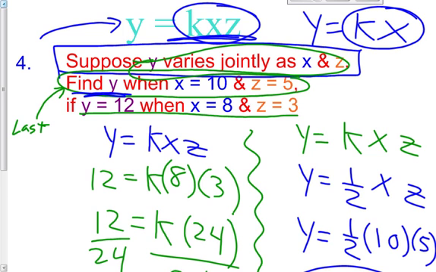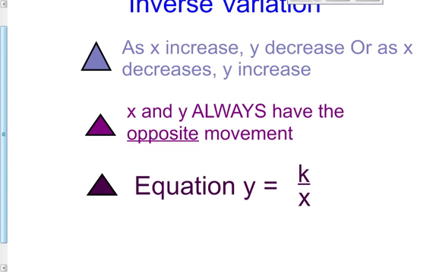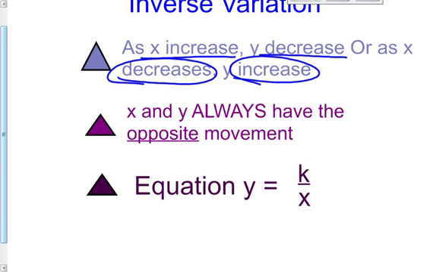When we now get to inverse variation, we're dealing with a whole different animal. Okay? This is where, as x increases, what happens to y? It decreases. Or vice versa, as x decreases, well then y is going to increase. So they have an opposite relationship, or an opposite movement.